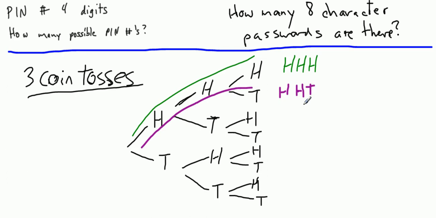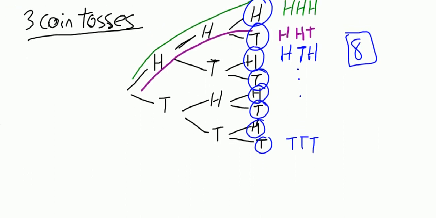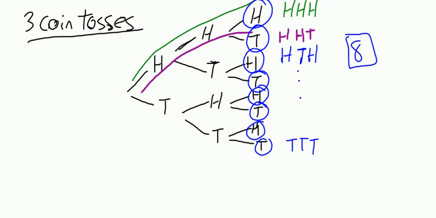The next one would be heads, tails, heads, and so on, all the way down the bottom path, which would be tails, tails, tails. And if you count these up, 1, 2, 3, 4, 5, 6, 7, 8, there are 8 possible ways that you could flip 3 coins. Now, if we try to analyze what would happen in this tree diagram, the other way to think about it is we basically had three independent decisions, in this case, coin tosses.